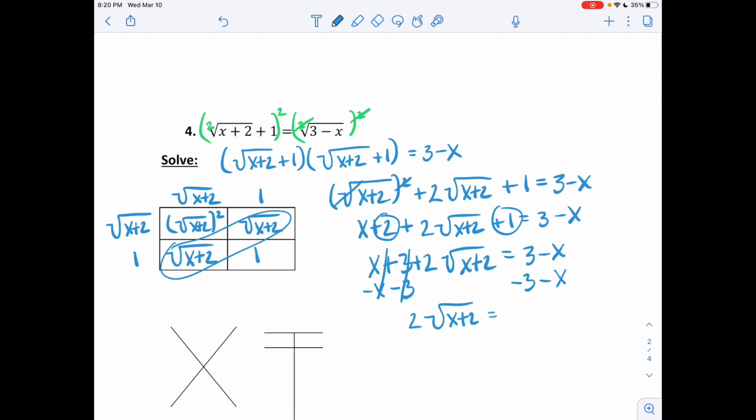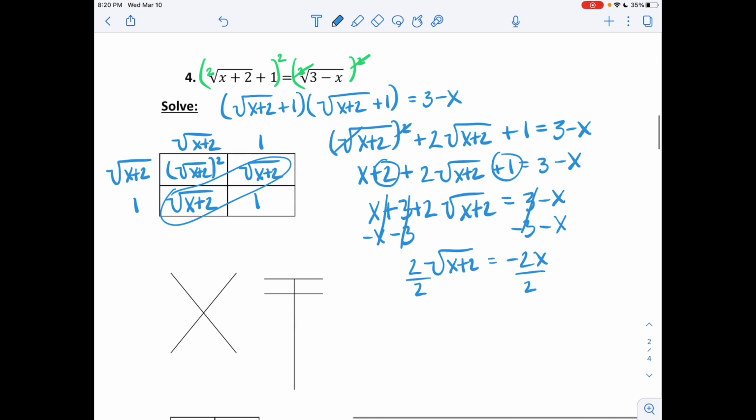And then on this other side, the 3's cancel as well, and I'm left with negative 2x. Divide both sides by 2 to completely isolate the radical. And so I will have square root of x plus 2 is equal to negative 1x, or just negative x. And now I'm ready to undo my square root by squaring.